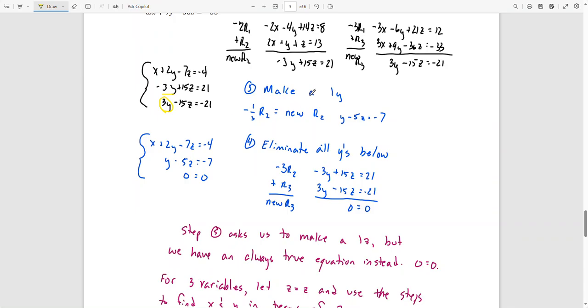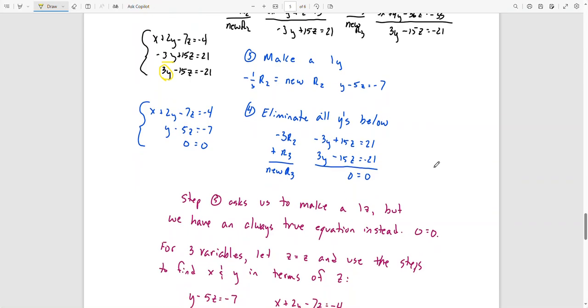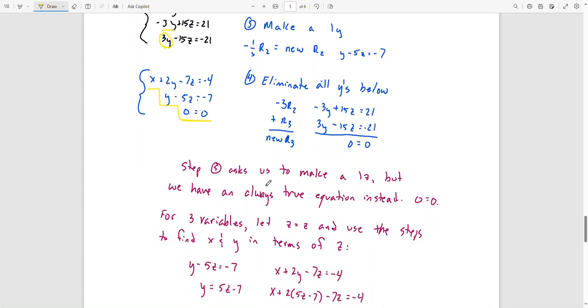Yes, I realize that. This step seems a little silly sometimes, but we have to do it. It's a system. And even though the system's a little wonky sometimes, the system never fails us. If we always do it in this order, we will always return equivalent systems. And when we do this, we notice, hey, these are the same equation. We're going to get 0 equals 0. So in our stair steps, we have something that's always true. Step 5 asks us to make a 1z, but we have an always true equation instead.